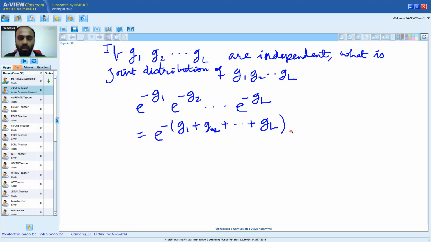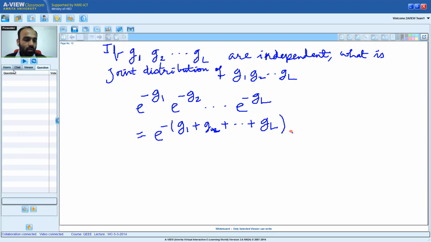So we have derived two relations. One is the joint distribution of the channel gains G1, G2, GL, and also the instantaneous bit error rate in a multiple antenna system, a system with L antennas. In the next lecture we will carry this derivation forward.